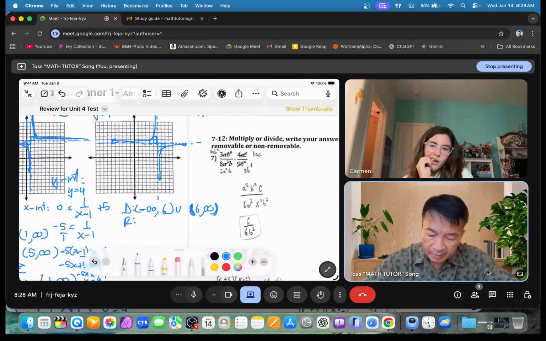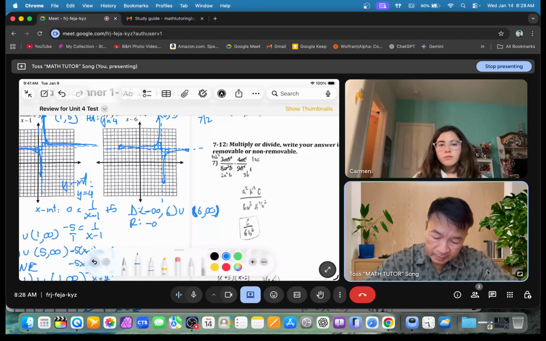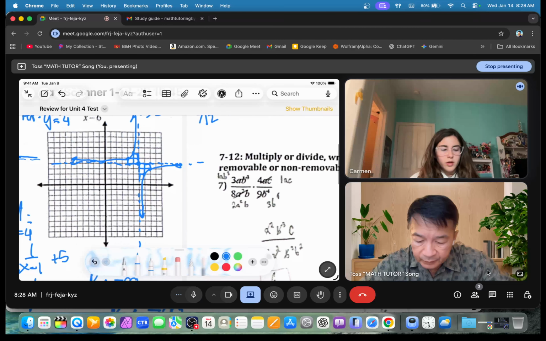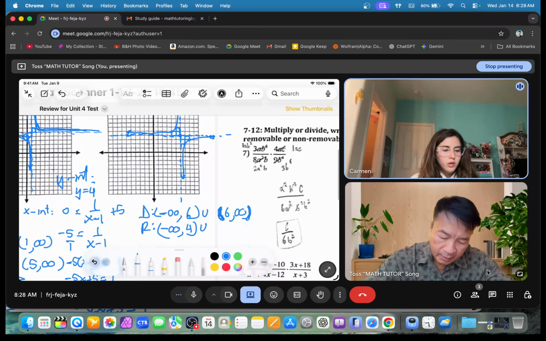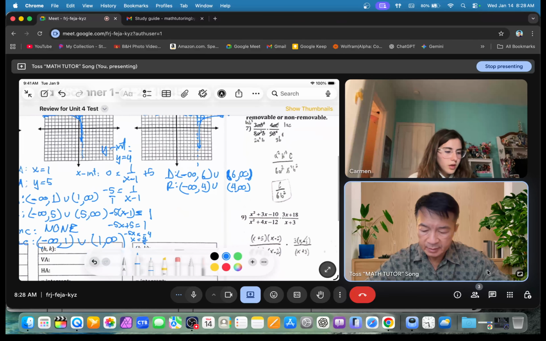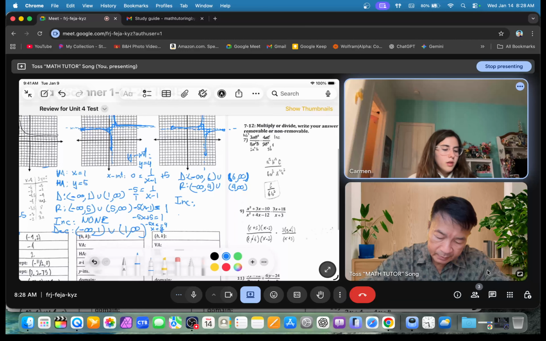Parentheses. The range, look from the bottom up. So negative infinity all the way to 4, and then the union, 4 to infinity. Yes, for range. And then now increasing and decreasing. This one has an increasing, but it doesn't have a decreasing.